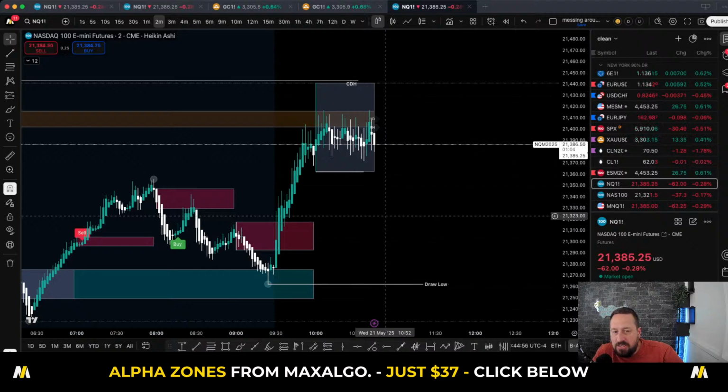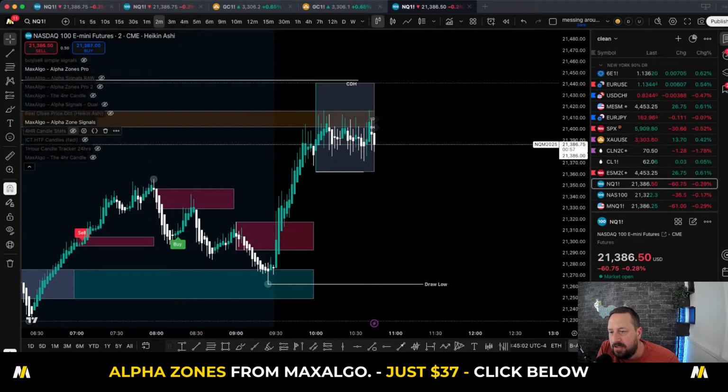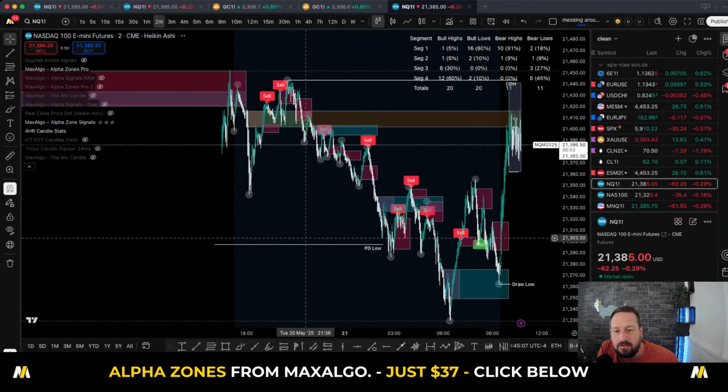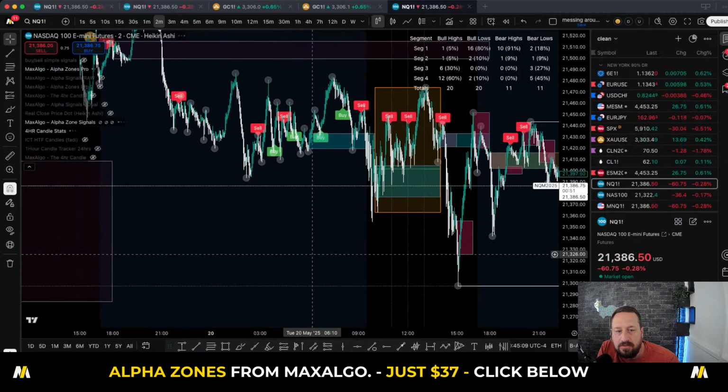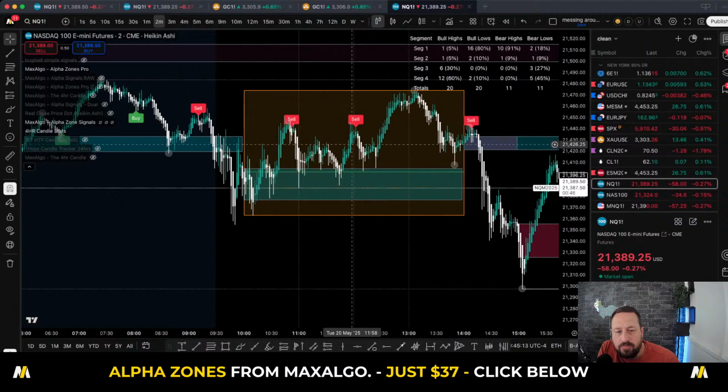Yeah, it makes it much easier being highlighted. I like it as well. The 4 hour one is just me. I just love this 4 hour candle stats. It's just brilliant. They've been able to go back and look at that 4 hour and how it formed.